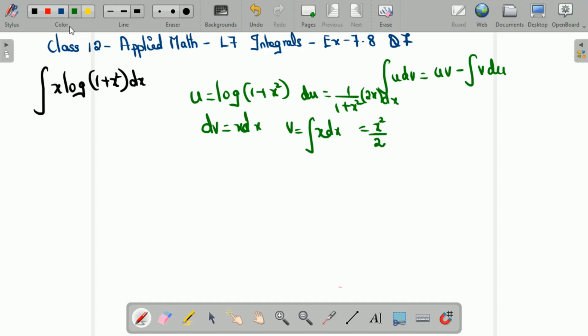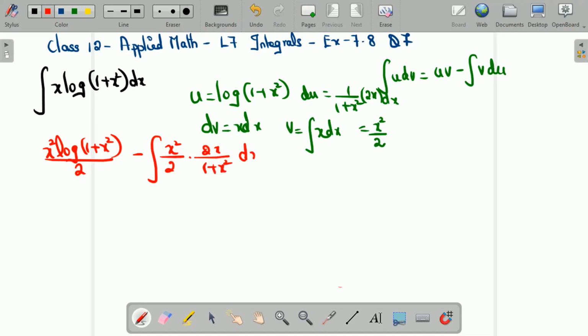Now let's substitute in the formula. So uv, so it is going to be x squared into log of 1 plus x squared the whole thing by 2 minus integral of v into du. So x squared by 2 into 2x divided by 1 plus x squared dx. So this 2 and 2 will get cancelled. So this is x squared into log of 1 plus x squared by 2 minus integral x cubed divided by 1 plus x squared dx.